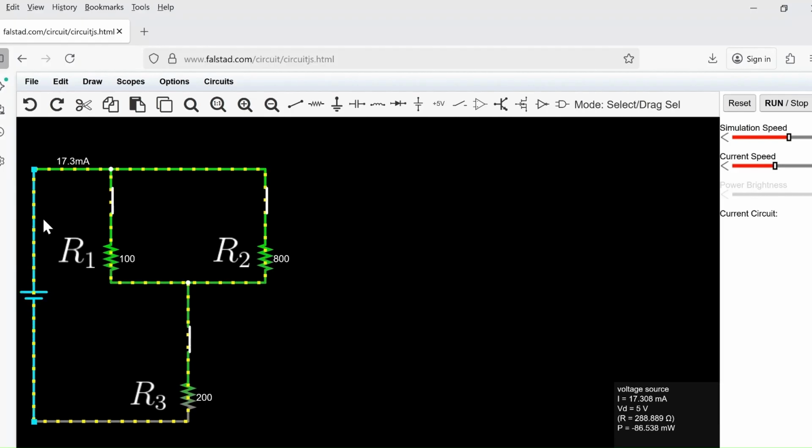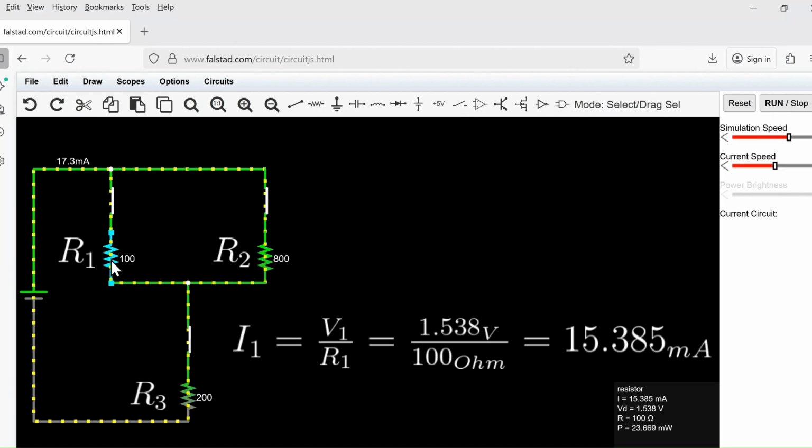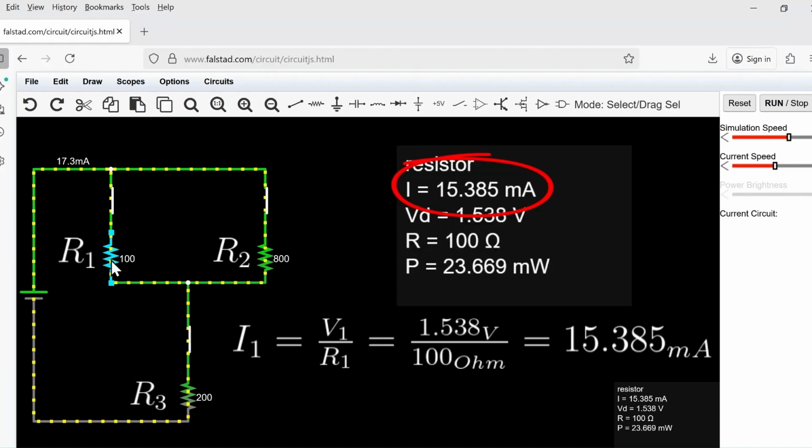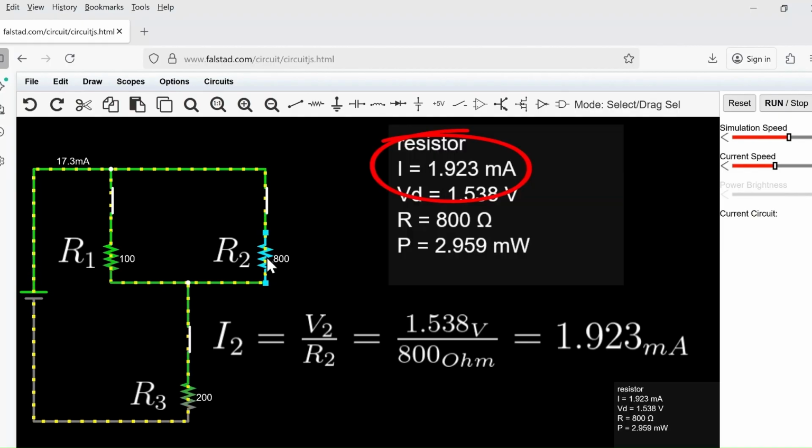Voltage across the parallel resistors R1 and R2. The voltage across resistors in parallel is the same for both. Current through each parallel resistor. I1 equals V_R1 divided by R1: 1.538 volts divided by 100 ohms, approximately 15.38 mA. I2 equals V_R2 divided by R2: 1.538 volts divided by 800 ohms, approximately 1.923 mA.